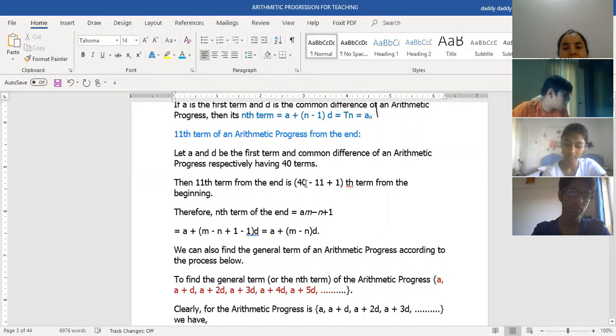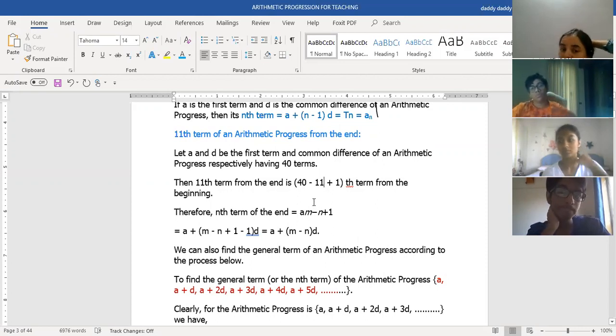So what answer will I get? 40 minus 11 plus 1. What will be the answer? 30.